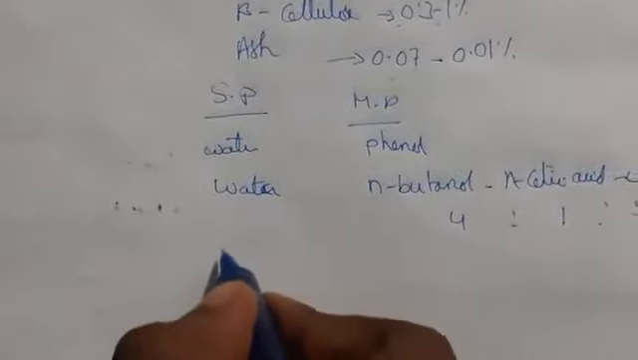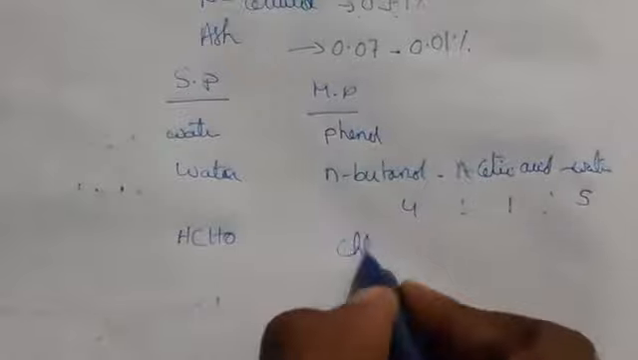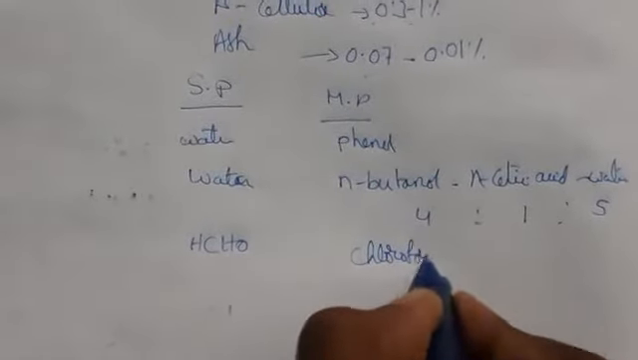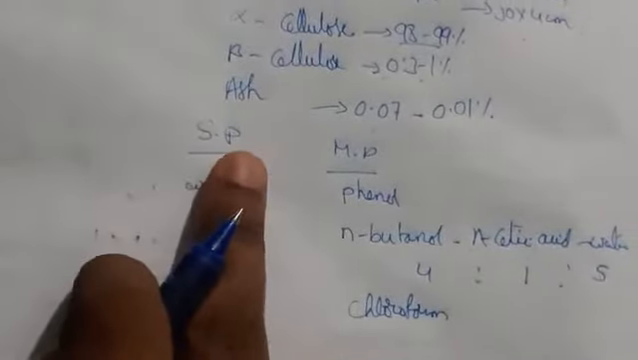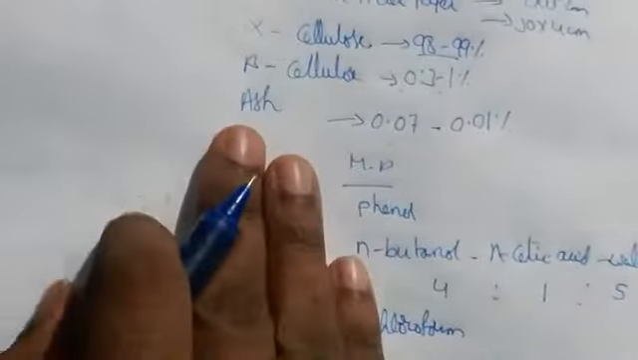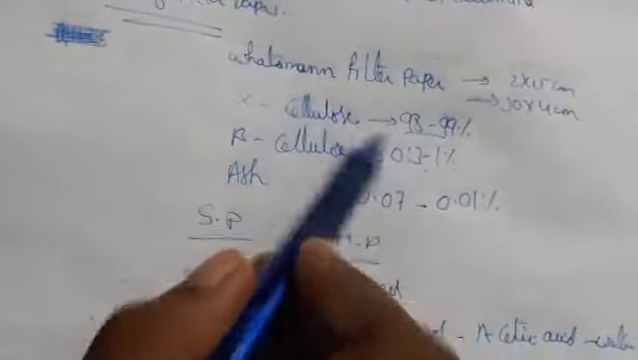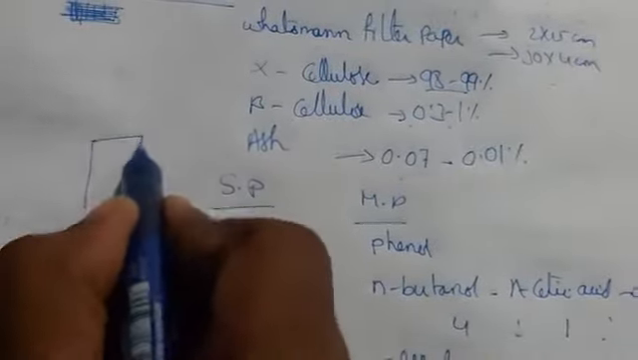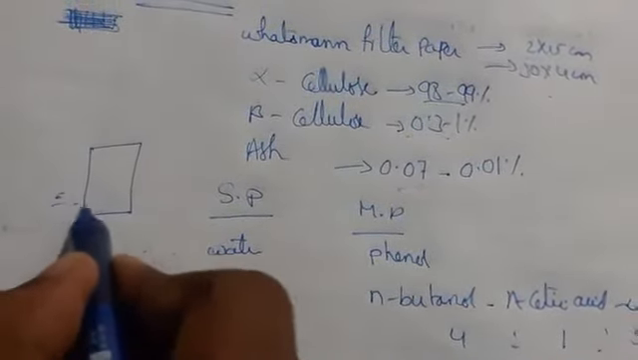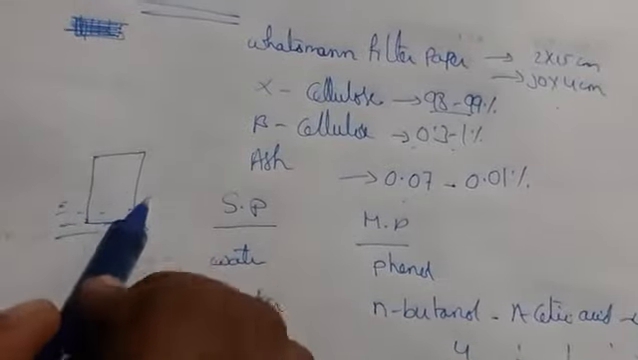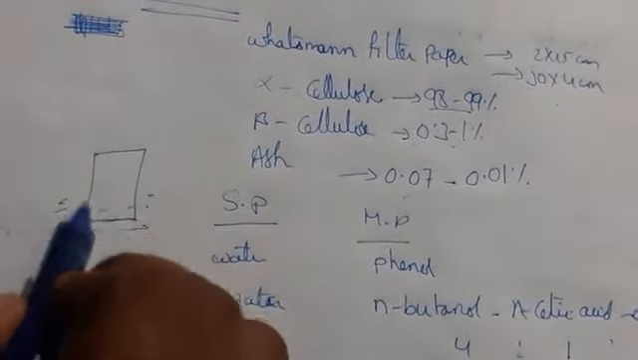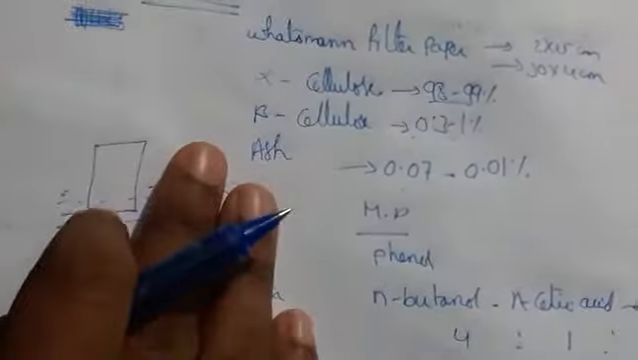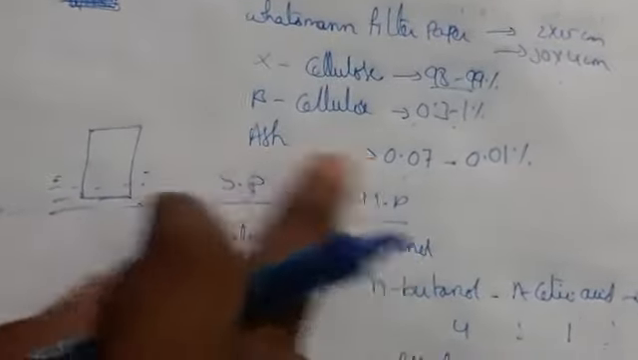Suppose you are taking formaldehyde, the mobile phase will be chloroform. So what does this mean? In paper chromatography, the stationary phase is water which is absorbed by cellulose. This is a filter paper. The water is absorbed by the cellulose filter paper.